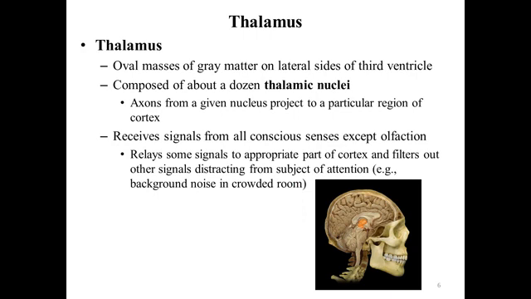The thalamus, highlighted in orange in the image, is a pair of oval masses of gray matter that lie on either side of the third ventricle. The thalamus is composed of about a dozen thalamic nuclei, which receive signals from all conscious senses except olfaction, the sense of smell. The thalamus is the principal and final relay point for incoming sensory information that is processed and then projected to the primary somatosensory cortex.